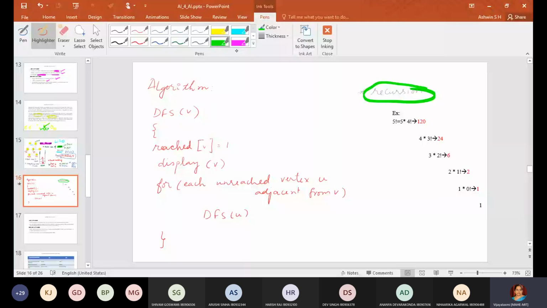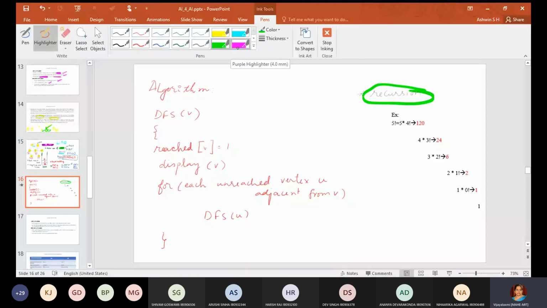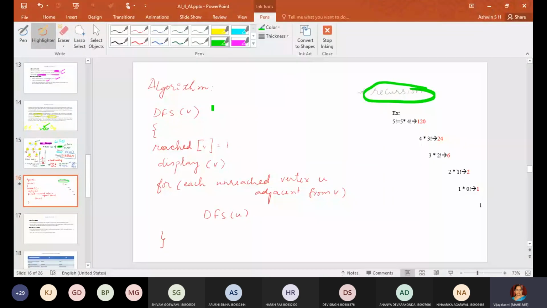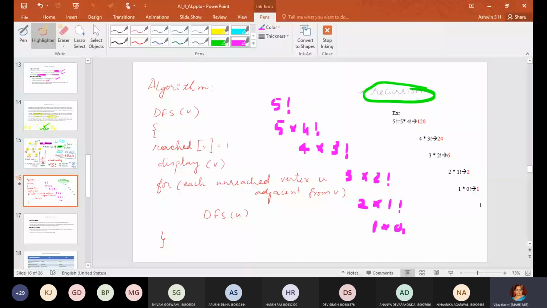But if some of you don't know what recursion is in data structures, just for your understanding, I am telling. Recursion is calling again and again. For example, if you want to do 5 factorial, you can do it as 5 into 4 factorial, then 4 into 3 factorial, 3 into 2 factorial, 2 into 1 factorial, and 1 into 0 factorial. Then coming back, it gives you the answer. That's why I'm using recursion.